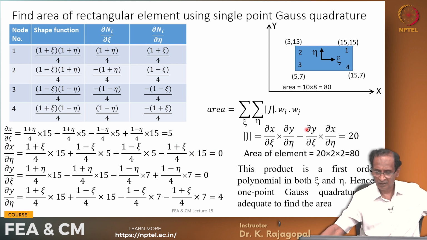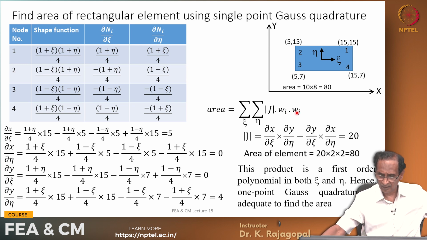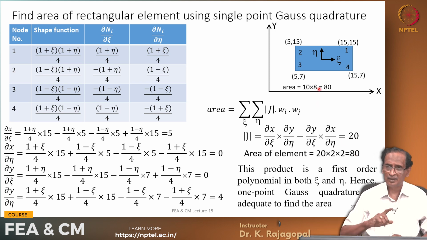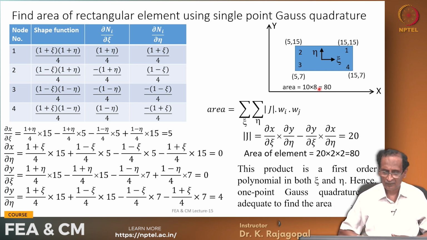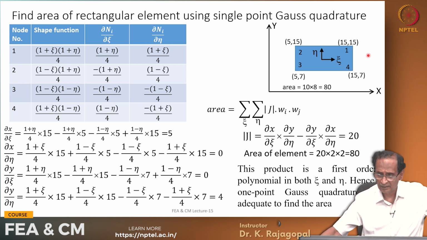Okay. So our determinant of the Jacobian matrix is 20, and the area of element is J multiplied by w1, that is 2, times w1, that is 2, that is 80. So that's exactly equal to the area of this element, 10 times 8. Okay. And with just one point integration, we can get the area of this element, because in fact the polynomial order is 0, there is no variation.